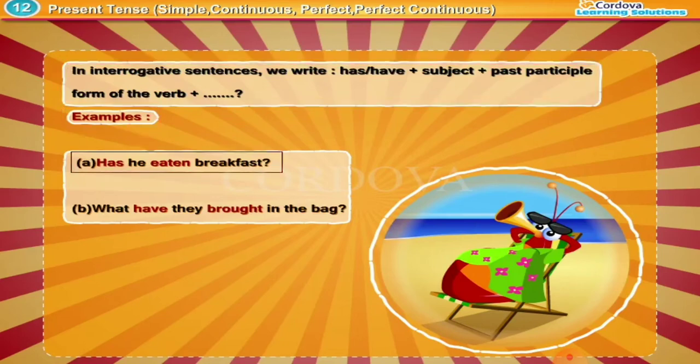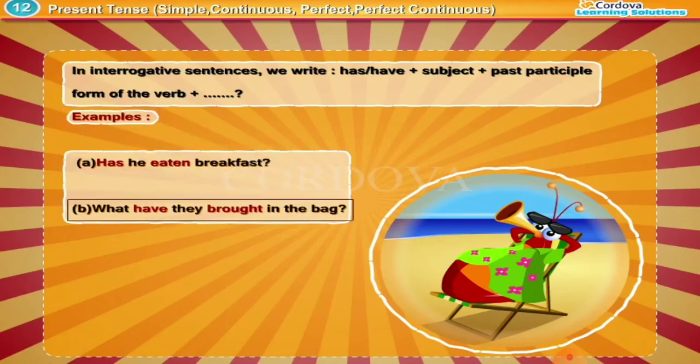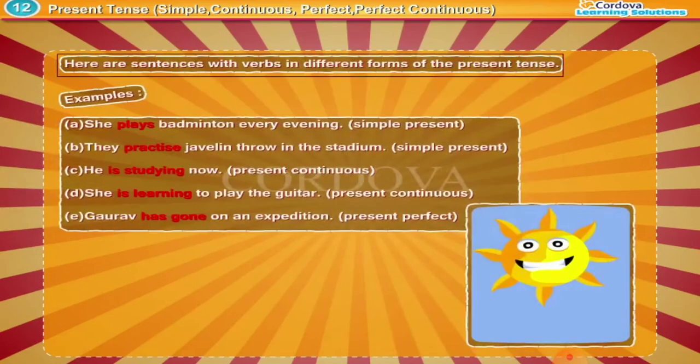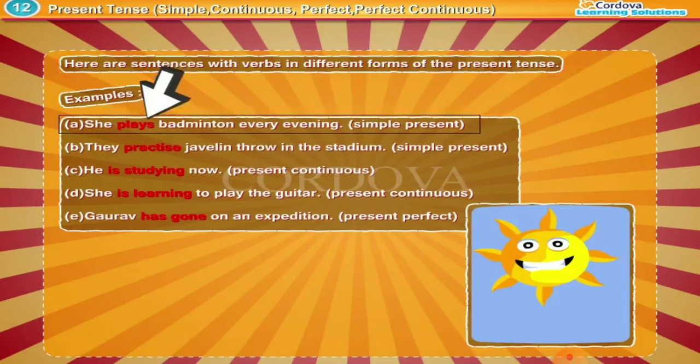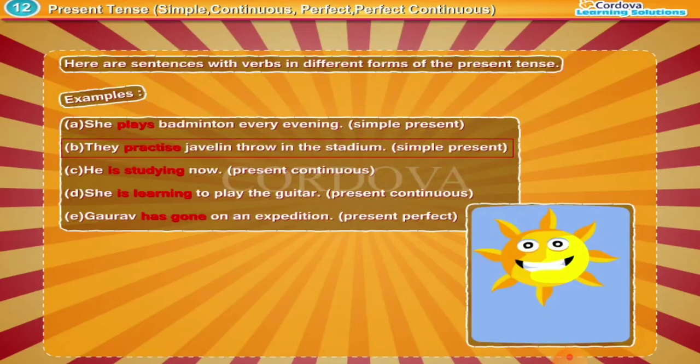Examples: Has he eaten breakfast? What have they bought in the bag? Here are sentences with verbs in different forms of the present tense. Examples: She plays badminton every evening, simple present. They practice javelin throw in the stadium, simple present.